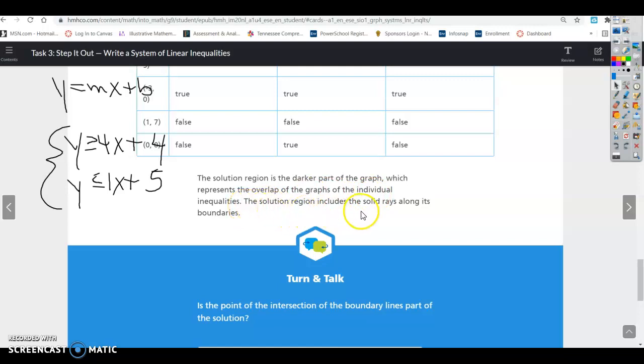The solution region includes the solid rays along the boundaries. Since these were both greater than or equal to and less than or equal to, that's why it includes both boundaries as well. All right, that is all for task 3. If you have any questions, let me know.